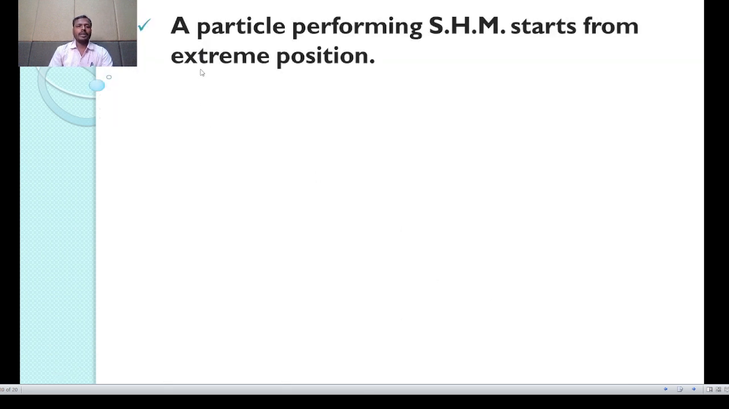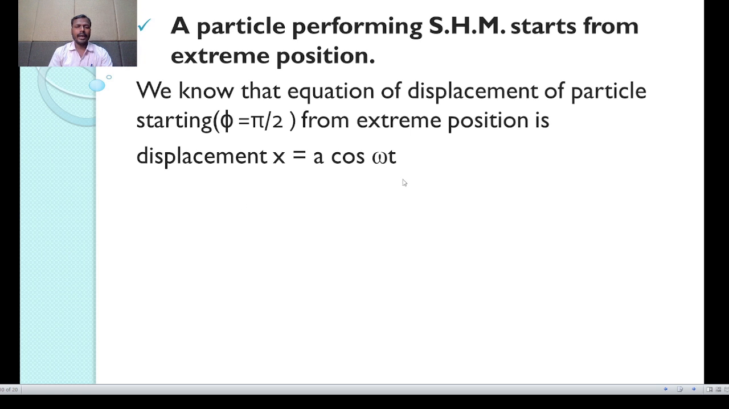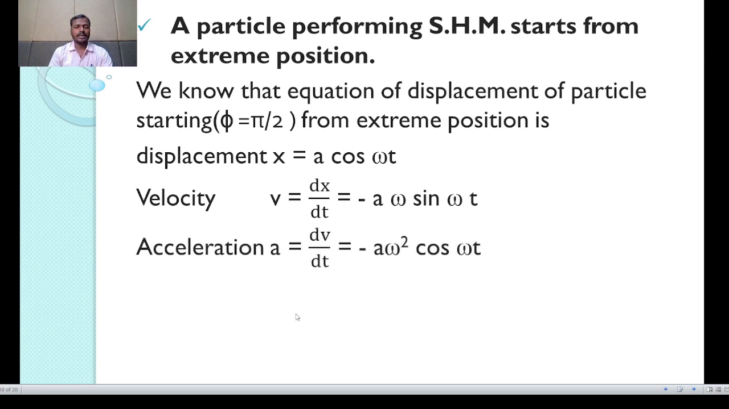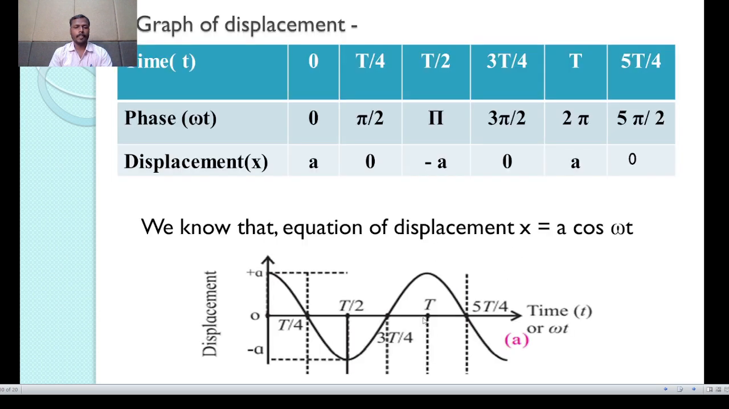Now the next graph, when the particle performing the SHM starts from the extreme position. We know that when the particle starts from the extreme position, the equation of the displacement is x is equal to a cos omega t. The equation of the velocity is v is equal to minus a omega sin omega t. The equation of the acceleration is a is equal to minus a omega square cos omega t. Now the first graph, of the displacement.